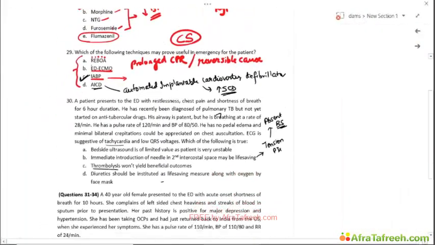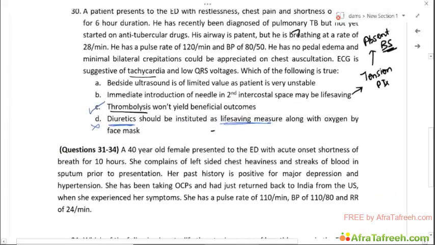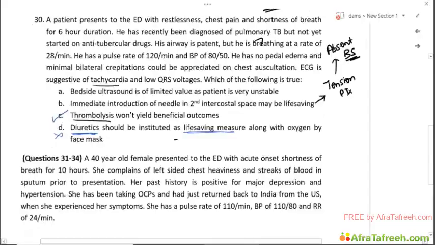So let's see. Hence, the diuretics should not be given. Diuretic is instituted as a life-saving measure. No, this is not a correct statement. So the correct statement is thrombolysis won't yield any beneficial outcomes. Right? Okay.